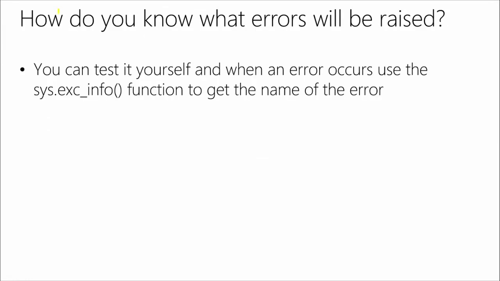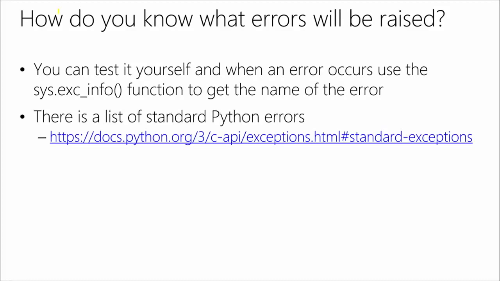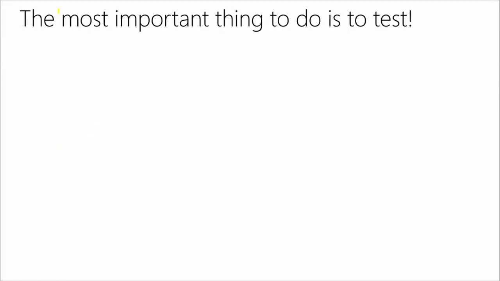Number one, you can test it yourself. And when you get an error, use the sys.exc_info function to get the name of the error. There is also a nice link here, a list of fairly standard Python errors. This is a list of about 20 errors that you may want to catch, and it explains when they're raised. That's worth taking a look at after you write code to go, oh, that actually could happen in my code. I should probably handle that error. So there is a fairly standard list you can use.